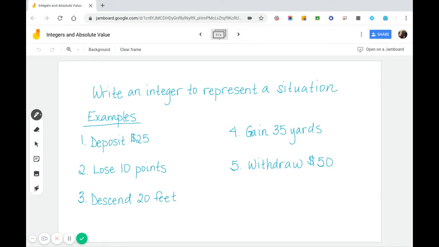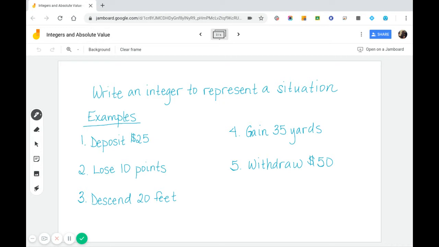The first thing you'll probably be asked to do is write an integer for some particular situation. If it's a positive number, you do not have to put a positive sign in front of it. Just put the number. Negative, though, you have to remember to put that negative sign. Negatives are any kind of decrease. Anytime you're losing points or you're taking away money, if you're moving in a down negative direction. If you're adding on, you're increasing, you're depositing, you're winning, you're ascending up in a positive direction, all those would be your positive numbers.